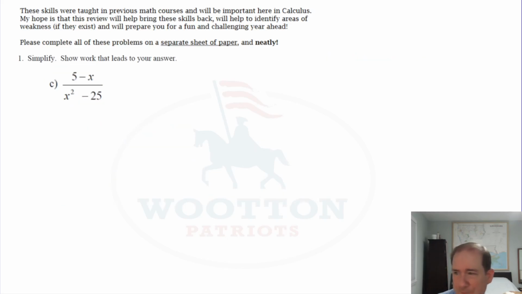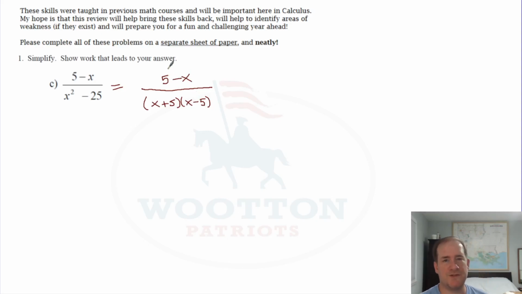Let's go do C. And I would say the biggest thing for you to know about C is the numerator. It's kind of backwards. If you factor the denominator, you get x plus 5, x minus 5, because that's the difference of squares. And then in the numerator, you've got this 5 minus x. And those don't just cancel because the terms are in the wrong order. And you can't just flip the terms around, not when you're dealing with subtraction.